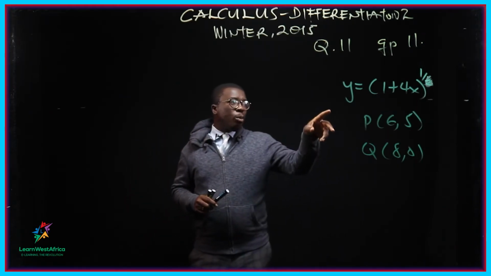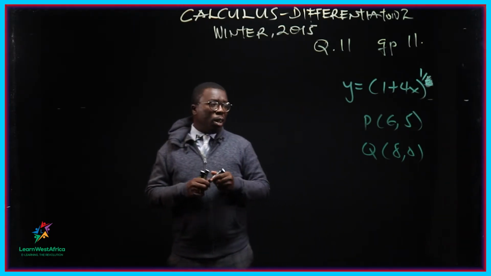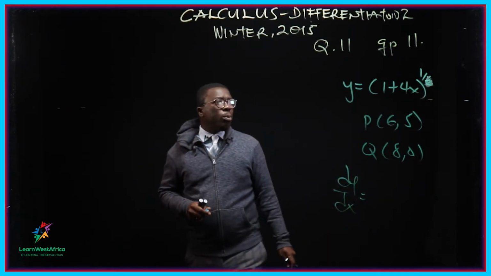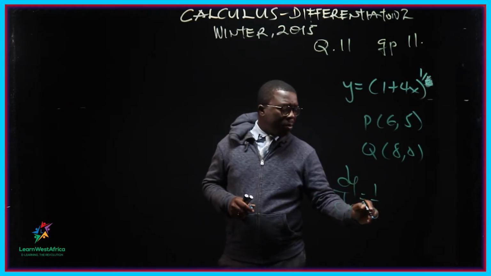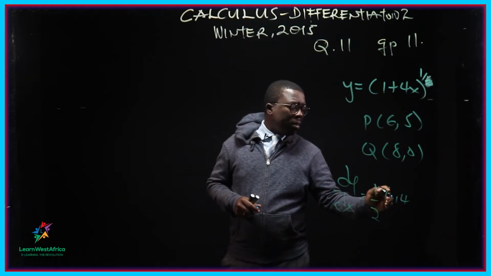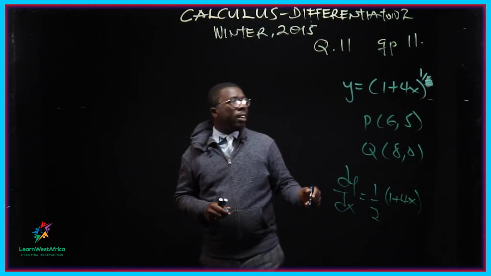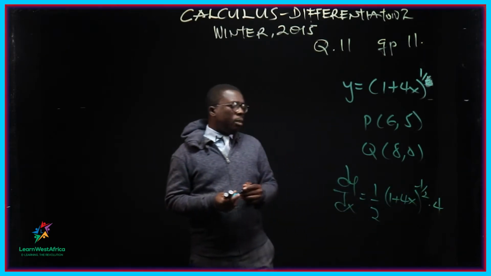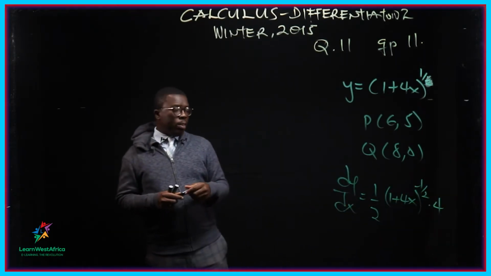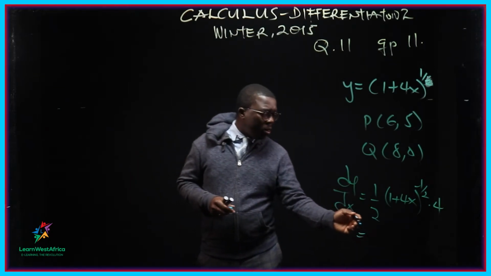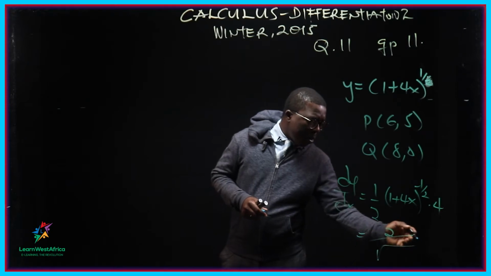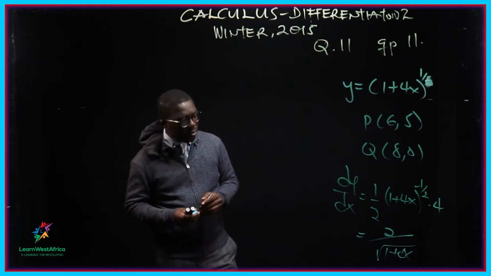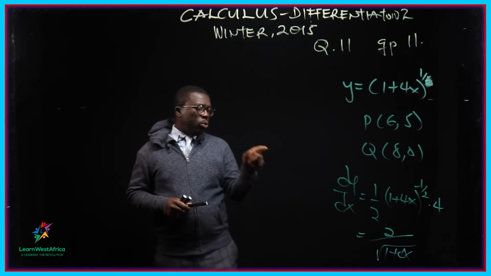First, let's find the gradient of the curve. y is equal to (1 plus 4x) to the power half, so we find dy/dx. Differentiating gives half times (1 plus 4x) to the power half minus 1, which is minus half, times 4, since we differentiate what is inside the bracket too. Resolving that gives 2 over the square root of (1 plus 4x). So dy/dx is 2 over the square root of (1 plus 4x).